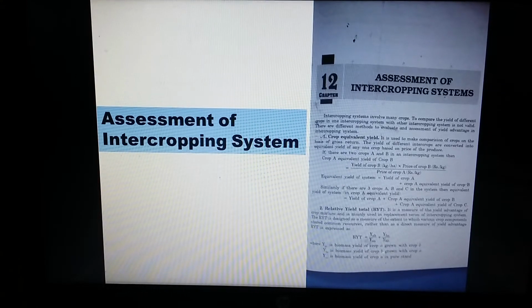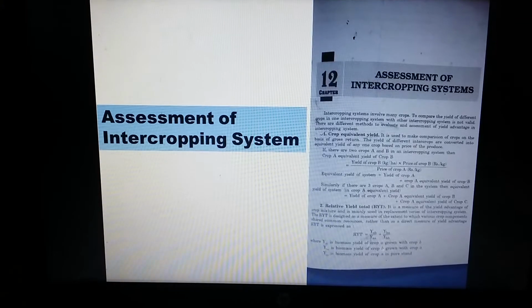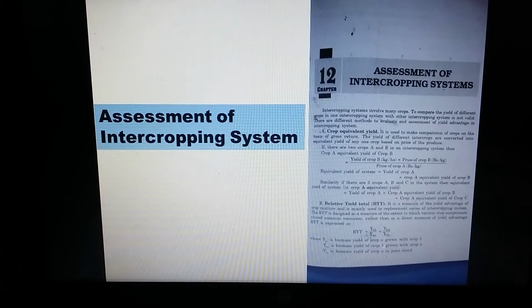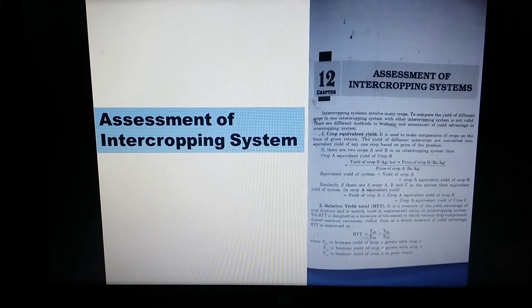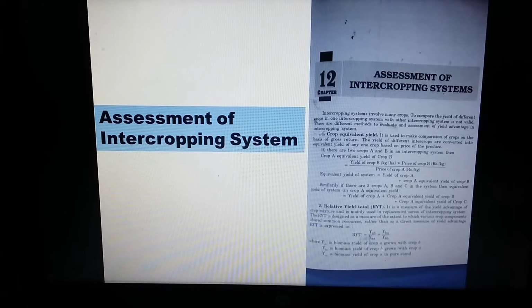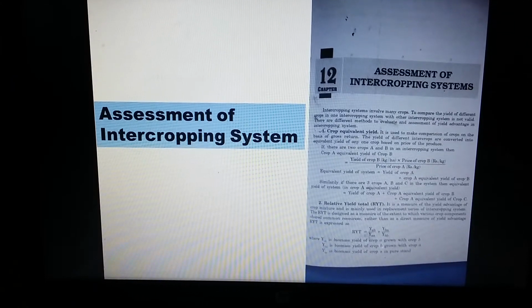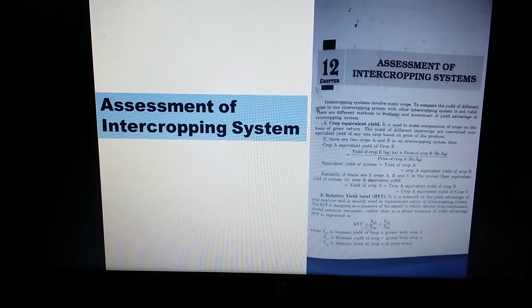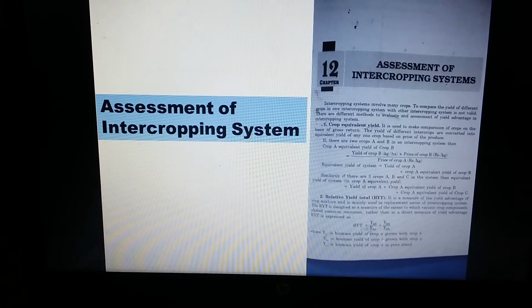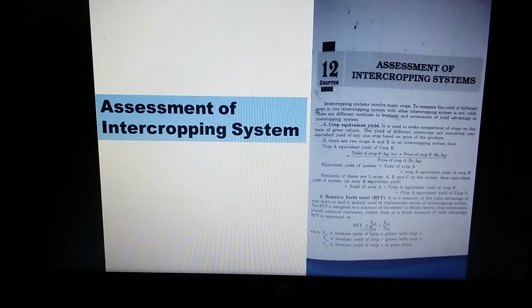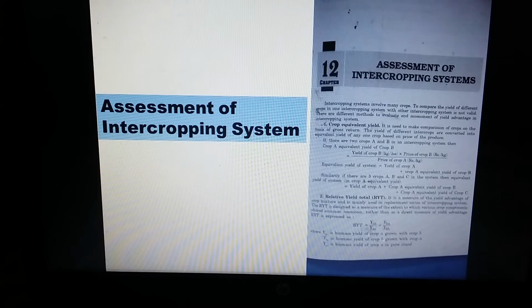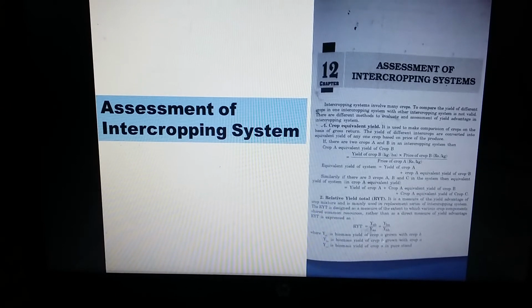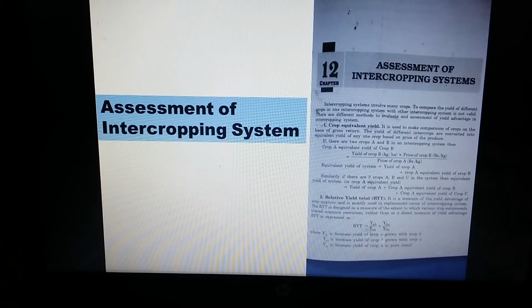If you have more than two crops, then we can denote them crop A, crop B, crop C. So the crop equivalent yield of the intercrop system is equal to the yield of crop A plus the crop A equivalent yield of crop B plus the crop A equivalent yield of crop C. I think the formula is very easy.